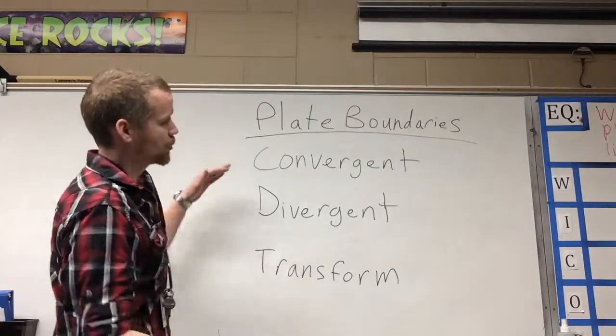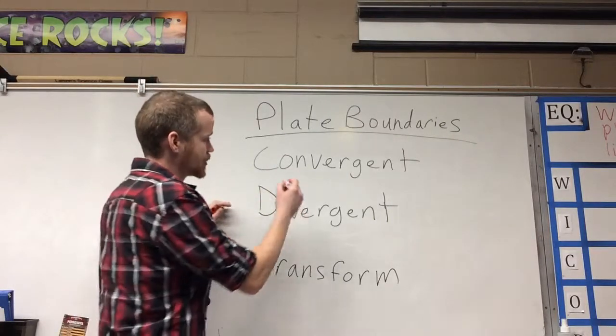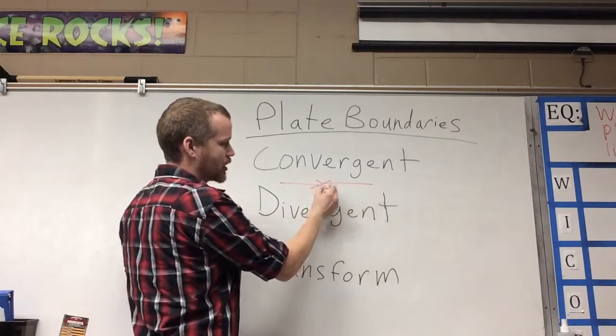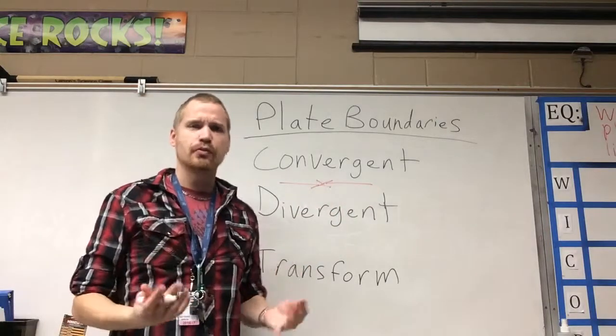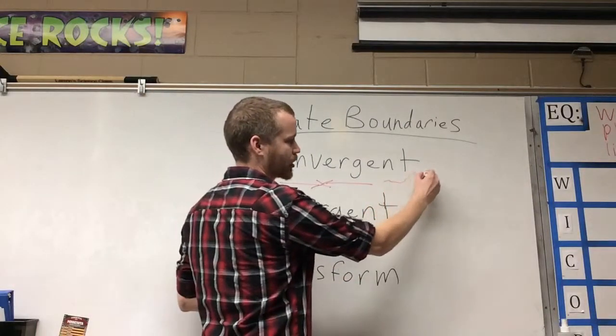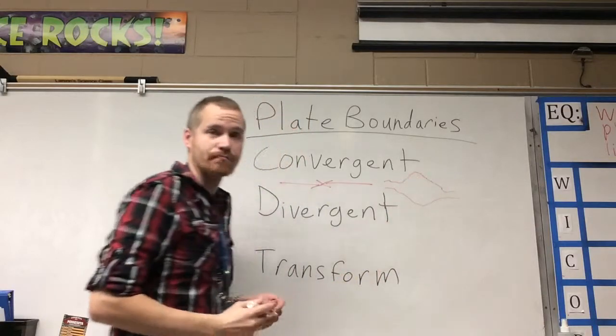The first type of boundary that we get is called a convergent boundary. A convergent boundary is when you end up having plates that are moving together. When you get plates moving together, different things can happen. You can get continents running into continents. That will create giant mountain ranges.